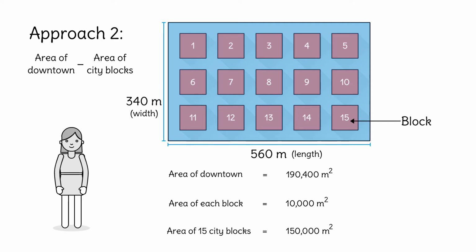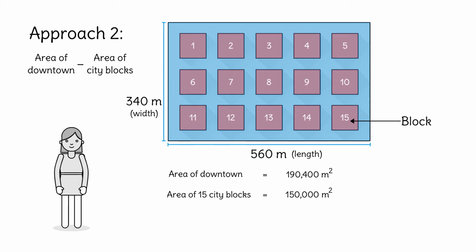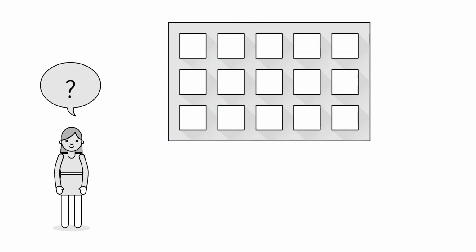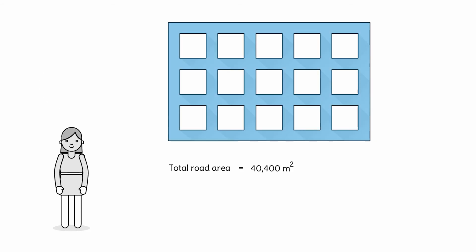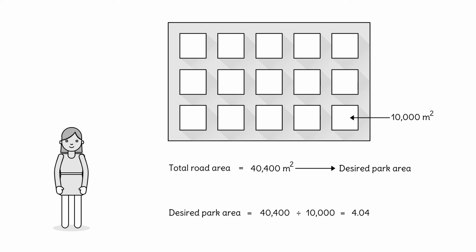150,000 square meters. The total area of the downtown, minus the area of the blocks, gives us a road area of 40,400 square meters, the same result that Janet got before. It's another clever way to solve this composite area problem. Now, how many blocks does Janet need to turn into parks? The total road area is 40,400 square meters. That's our desired park area, and each block has an area of 10,000 square meters. Dividing shows us that a little more than 4 blocks have to be turned into parks.